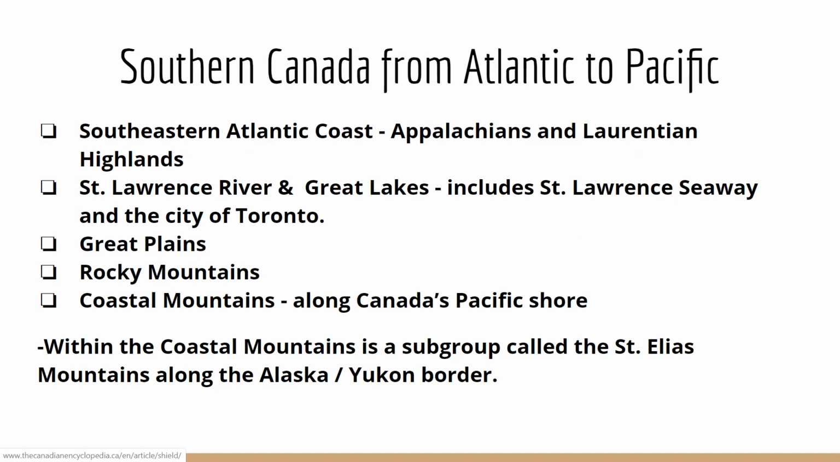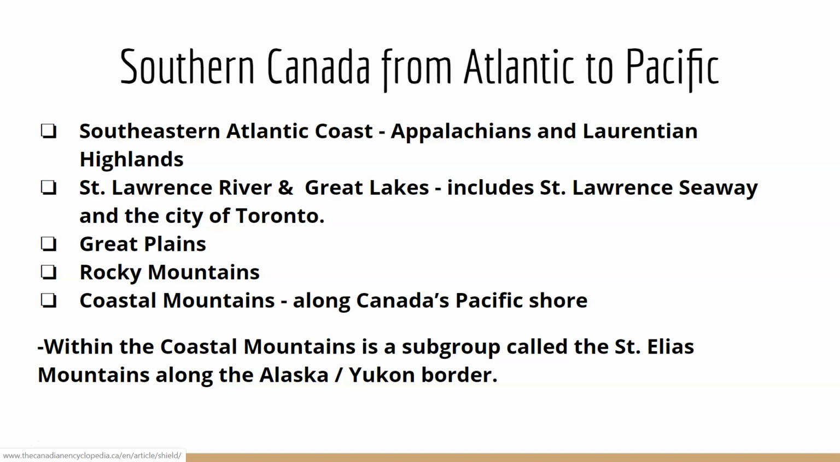Southern Canada, from the Atlantic to the Pacific, is where the majority of people live. In the southeastern Atlantic coast, you'll see the Appalachian Mountains, again just like we talked about in the eastern United States, along with the Laurentian Highlands, so a little bit more mountainous area. Also in the southeast, you'll see the St. Lawrence River connecting the Great Lakes. Just like this is important in the United States, it's also important to this region in Canada.